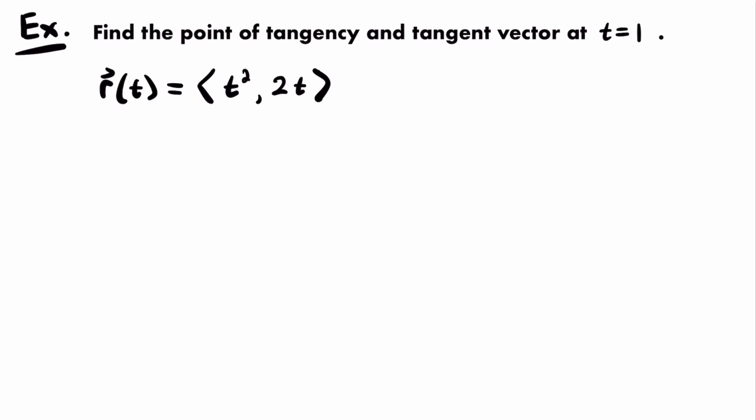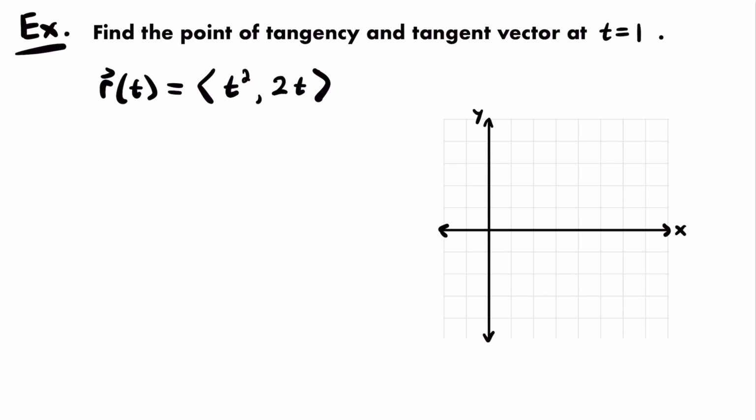Okay, so the first thing I'm going to do here, before we do anything regarding the point of tangency or the tangent vector, is draw a sketch of this plane curve. Now, this is not going to be necessary for you to complete this problem, but I do want to show you a visual of what's going on here and what we're finding when we find a tangent vector at a specific value of t. And so let's quickly sketch this plane curve. What we want to do is eliminate the parameter here. Remember that our x component is t squared and our y component is 2t. So our two parametric equations are x equals t squared and y equals 2t.